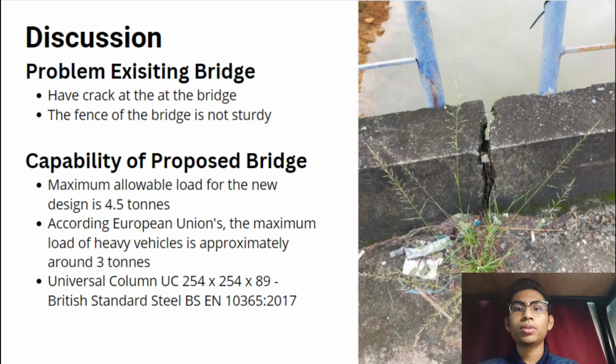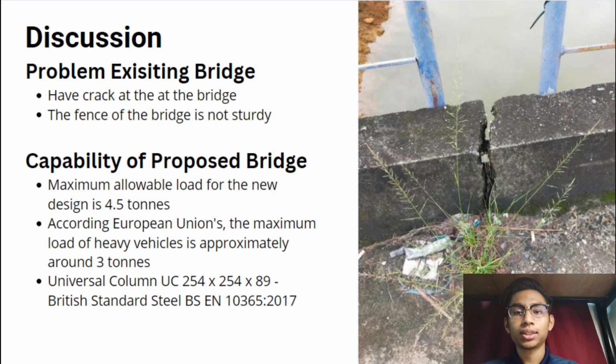Next is about the problem at the existing bridge. The existing bridge at the location already has cracks. The cracking appears at the joint between the slabs. The fence of the bridge also is not steady. Therefore, it will affect the major deflection of the bridge structure, or in the worst case scenario the bridge will collapse if overloads are applied on the structure.